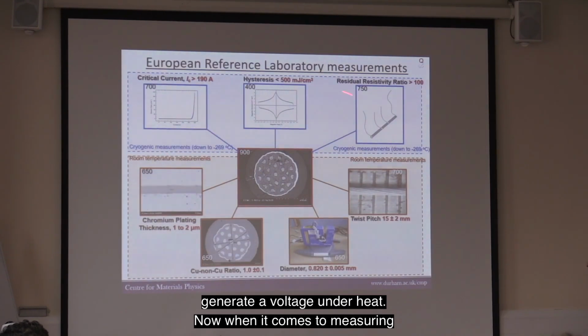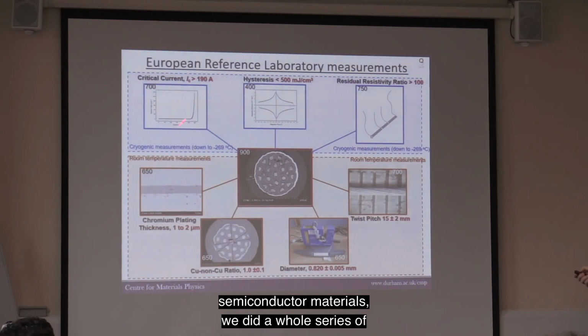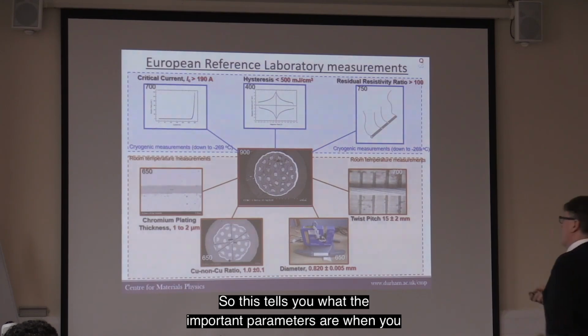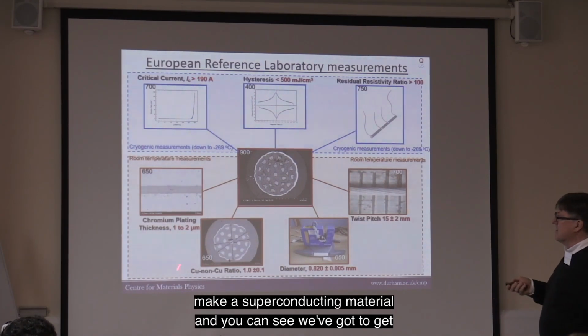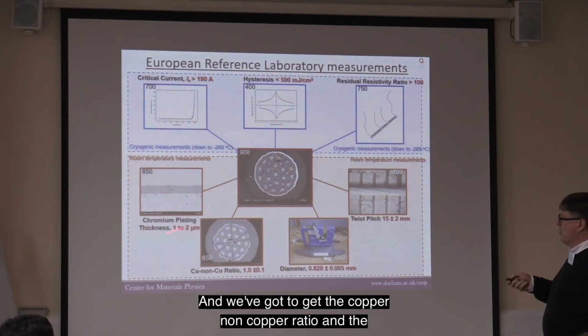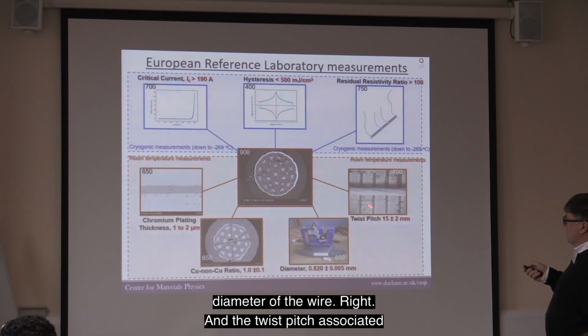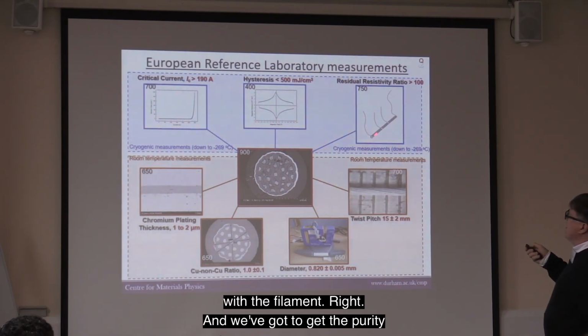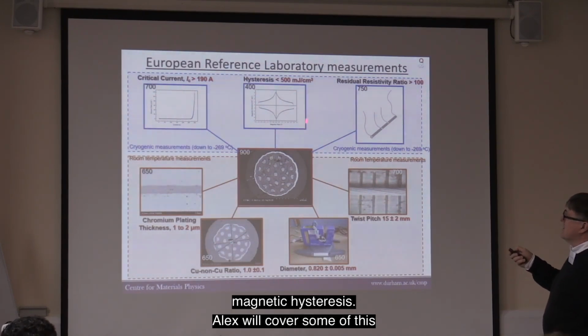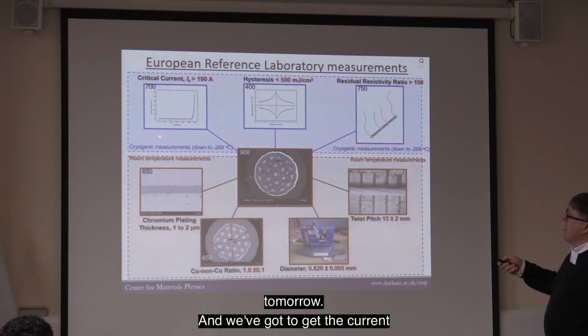Now, when it comes to measuring superconducting materials, we did a whole series of measurements here in Durham for ITER to make sure that the materials that go into the magnets, or have gone into the magnets, meet the specs. So this tells you what the important parameters are when you make a superconducting material. You can see we've got to get the chromium plating on the outside of the wire right, and the copper to non-copper ratio and the diameter of the wire right, and the twist pitch associated with the filaments right, and the purity of the copper right, and the magnetic hysteresis. Alex will cover some of this tomorrow, and we've got to get the current right.